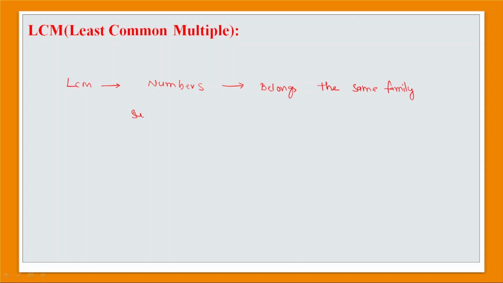Suppose I want to find the LCM of 2 comma pi, is it possible for us? No. Why? Because here 2 is a rational number and pi is an irrational number. Finding the LCM for two different sets of numbers is not possible. The LCM will not exist or cannot be found for these numbers.